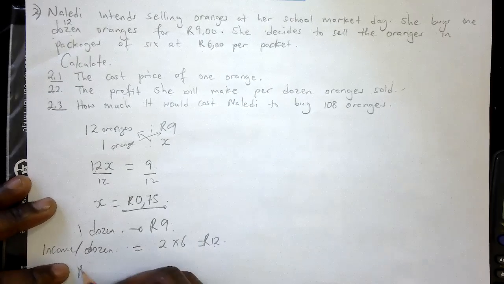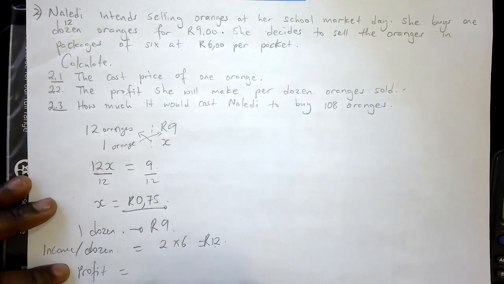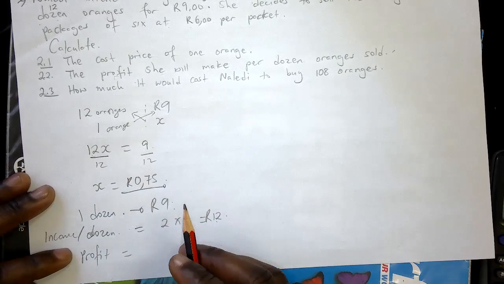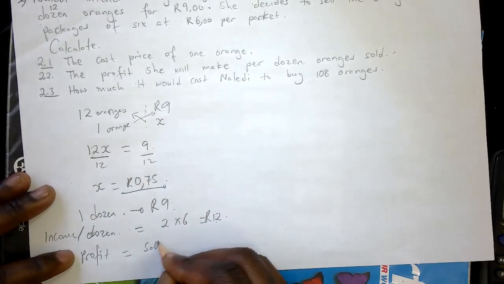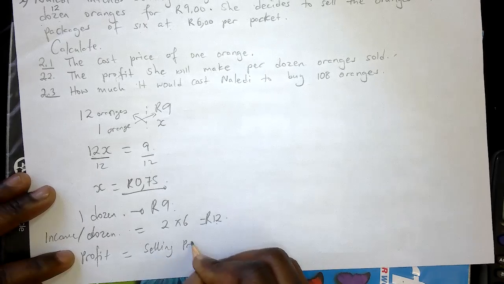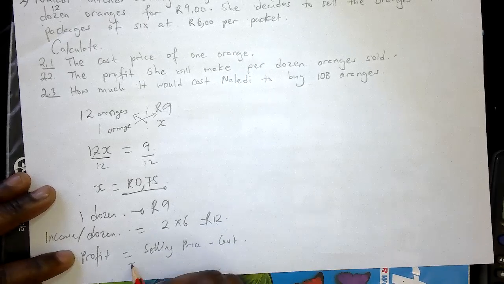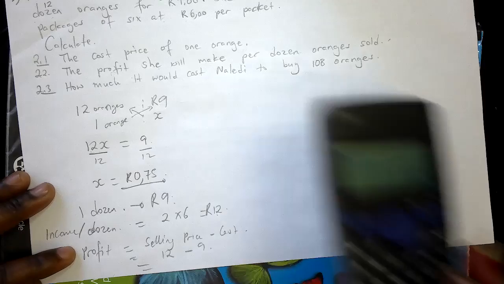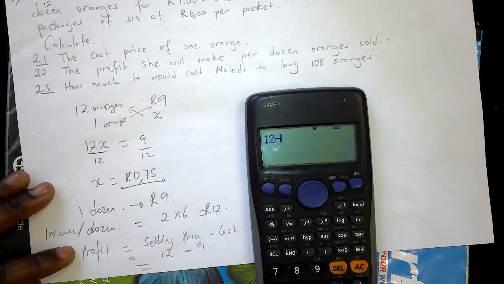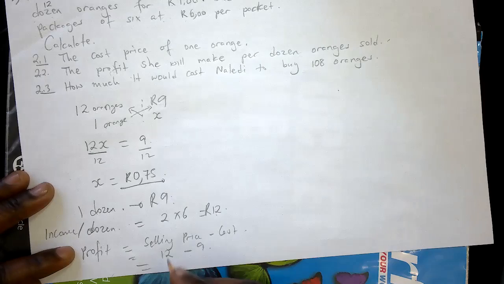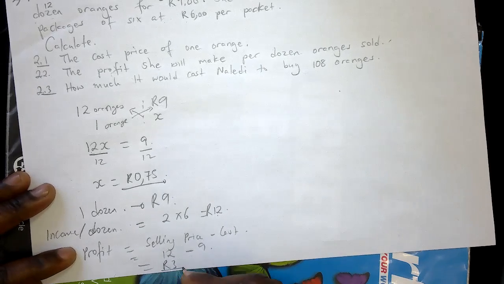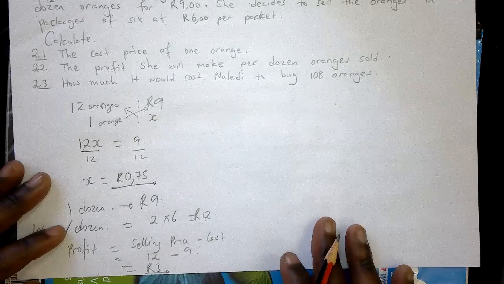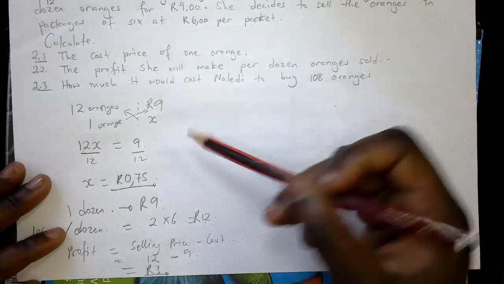Now profit is equal to the selling price minus the cost. So selling price minus cost. Now what do we have here? We've got 12 rand minus 9 rand. What do we get? 12 minus 9, we get 3. So we get 3 rand. So what we see is that Naledi is getting 3 rand profit. Now let's move on to the third one.